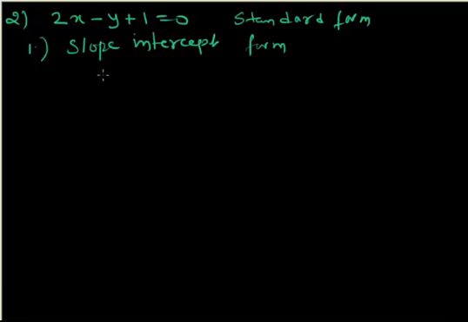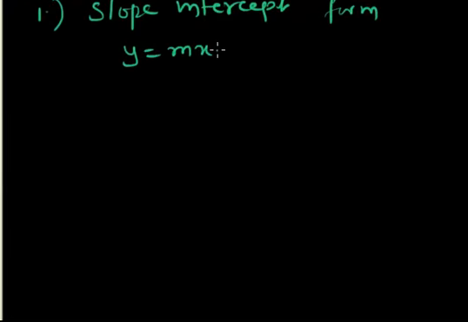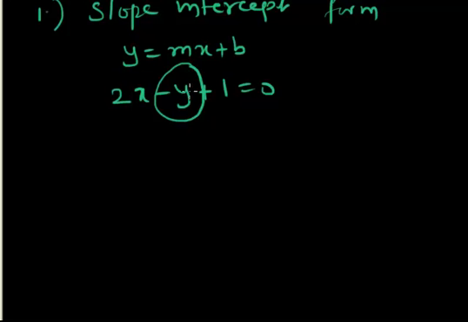Slope-intercept form is nothing but y equals mx plus b. I have the equation 2x minus y plus 1 equals 0. I'll keep y on one side and shift the terms on the other side. Y being negative, it is easy for me to transfer this y itself to the other side because the other terms are already positive. So 2x plus 1 equals y, which is y equals mx plus b. This is the slope-intercept form corresponding to the given equation.